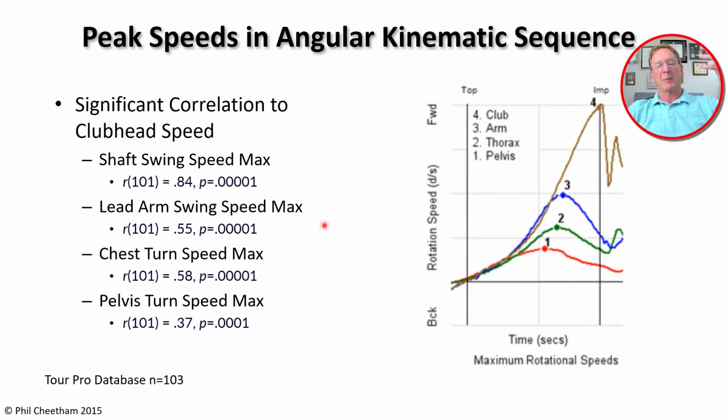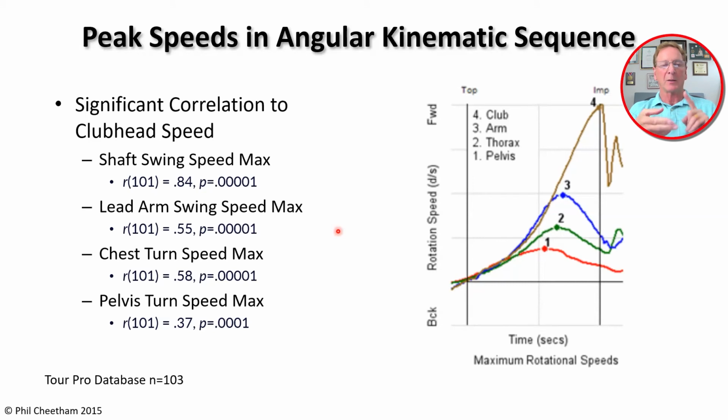Now, we also found, as we go back along the chain, from the shaft to the lead arm, a moderate correlation of about 0.55, but it is statistically significant for sure at 0.0001, that the lead arm maximum swing speed, and it's not necessarily at impact, as you can see in the diagram here, is correlated to club head speed. So if you're going to tell your golfer to swing their arms fast, yeah, it's going to make a difference because a faster arm is going to make, in general, a faster club shaft speed, which is going to make a faster club head speed.